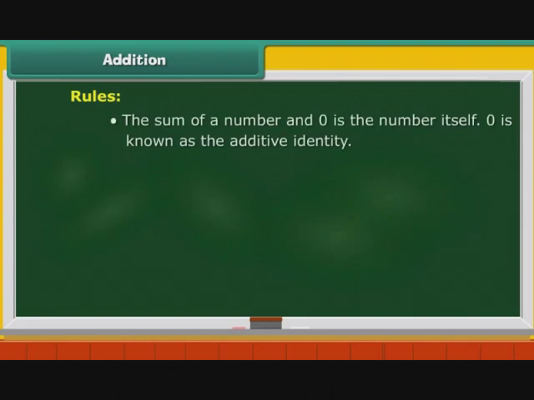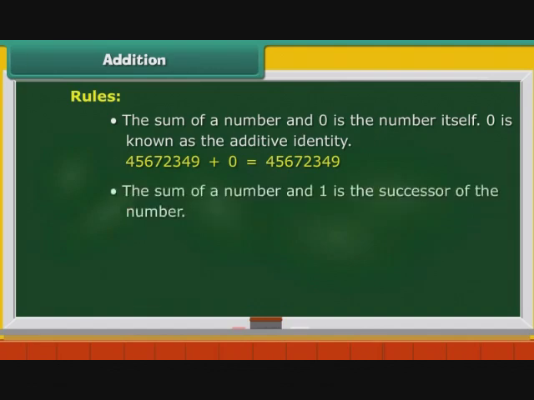The sum of a number and 0 is the number itself. 0 is known as the additive identity. 45672349 plus 0 is equal to 45672349. The sum of a number and 1 is the successor of the number. 67421908 plus 1 is equal to 67421909.